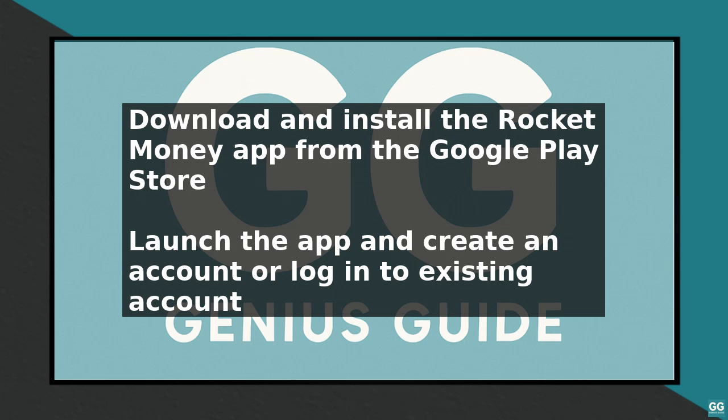First, download and install the Rocket Money app from the Google Play Store. Once installed, launch the app and create an account or log in if you already have one. The app will prompt you to link your bank accounts and credit cards to start tracking your finances.